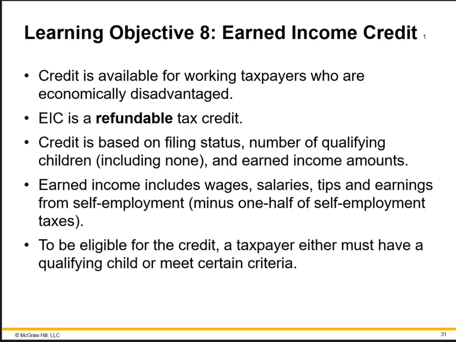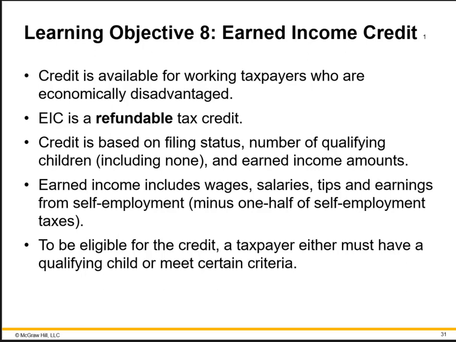All right. Earned income credit. Very common. Okay. It is refundable. It's pretty complex in how it's calculated, based on filing status, number of qualifying children, and earned income amounts. Usually it's easiest to look up the amounts in the table. The EIC tables are found in the appendix at the end of chapter 9, not at the end of the full textbook, but at the end of chapter 9.